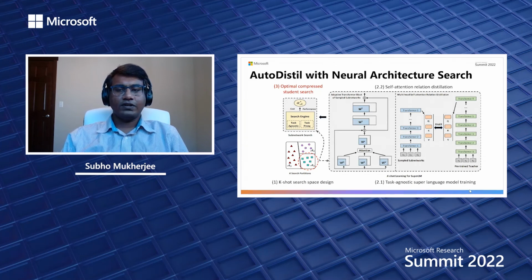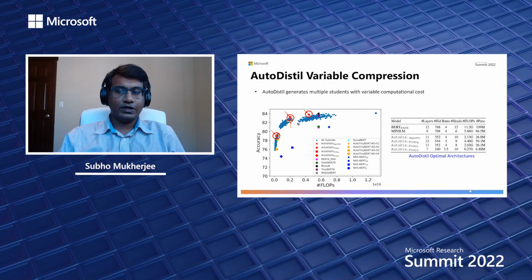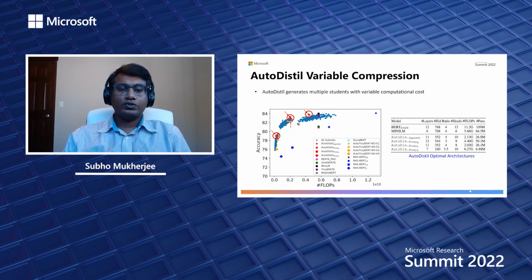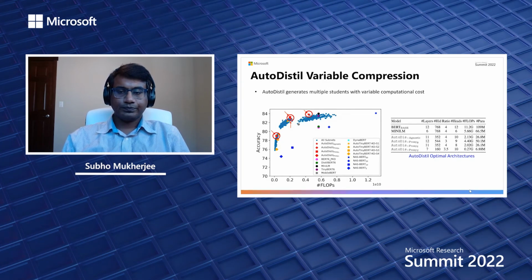Here on the left-hand side figure, we see three point clouds showing the different partitions corresponding to tiny, small, and base partition of the large teacher model. Each of these blue networks is a subnetwork which is fine-tuned on the MNLI task and extracted from the large super language model for the corresponding partition. The red point shows the corresponding optimal auto-distill models for each partition.